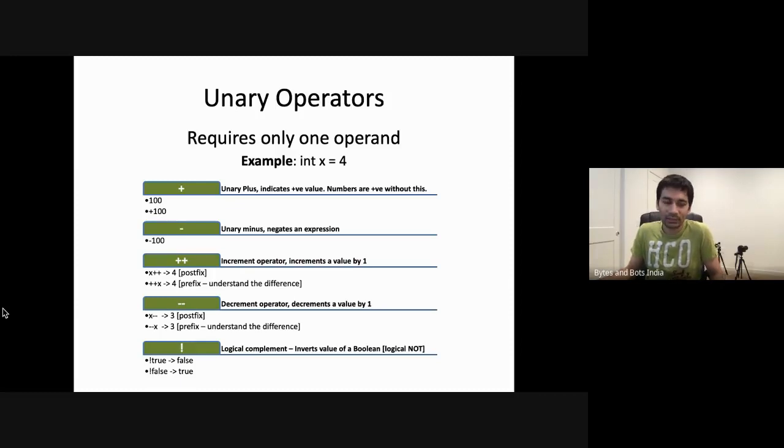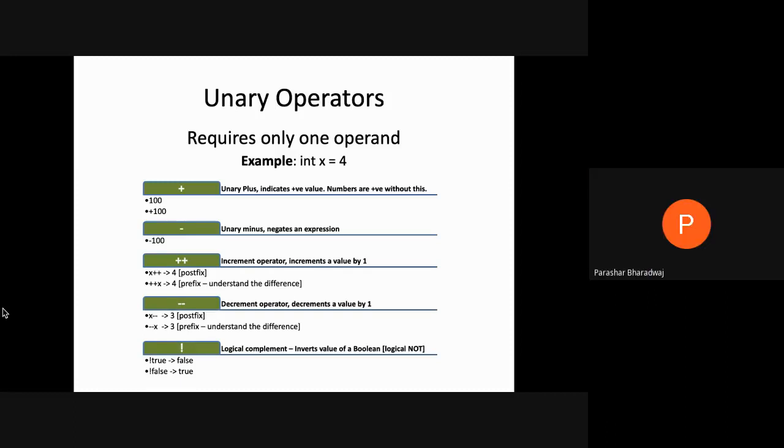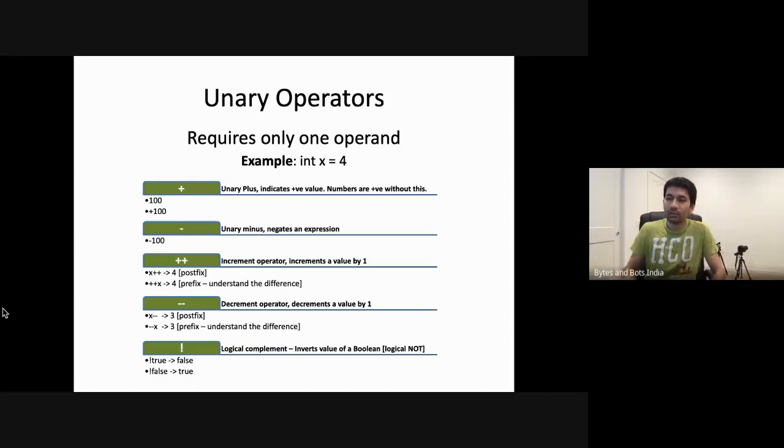Any questions on this? Wait, one second. What was the difference between the plus and the minus again? I mean, the one in front of it and behind it. So the one behind, which is postfix, will first use the value of x and then increment the value of x. We'll look at an example that will clarify this.